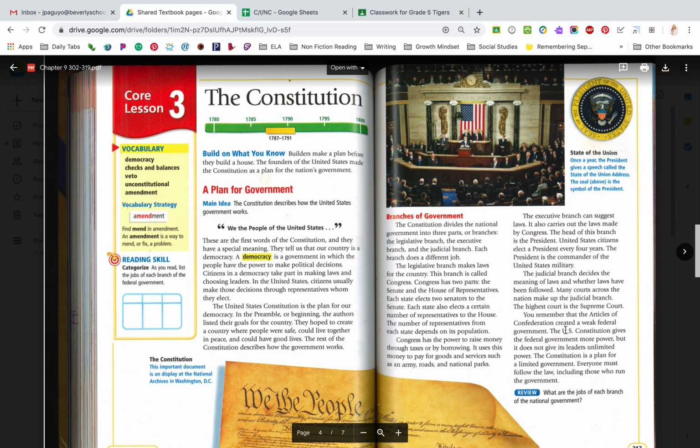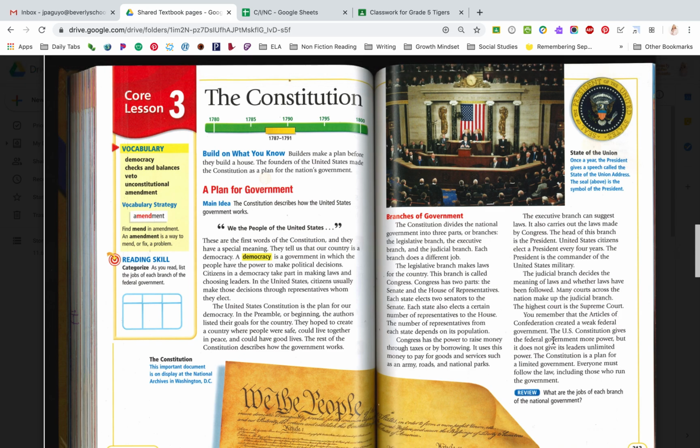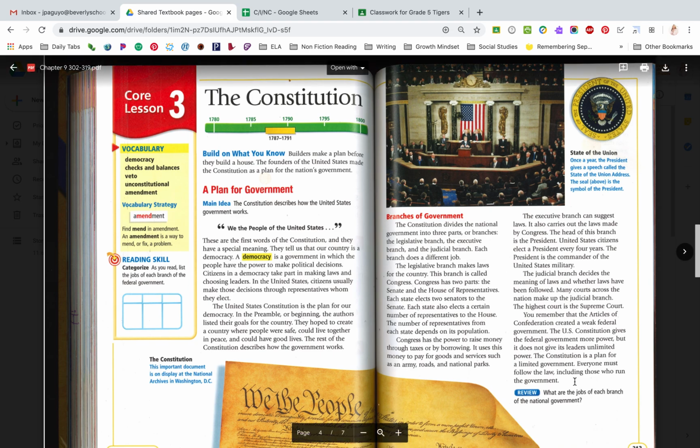You remember that the Articles of Confederation created a weak federal government. Now, the U.S. Constitution gives the federal government more power, but it does not give its leaders unlimited power. So that fear they had about the king, they took that away by creating these three different branches of government. The Constitution is a plan for a limited government. Everyone must follow the law, including those who run for government.